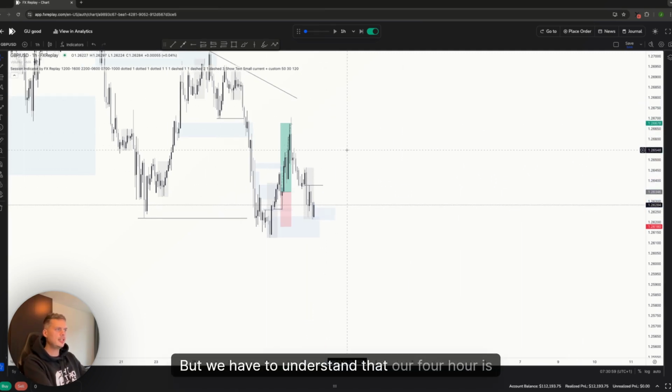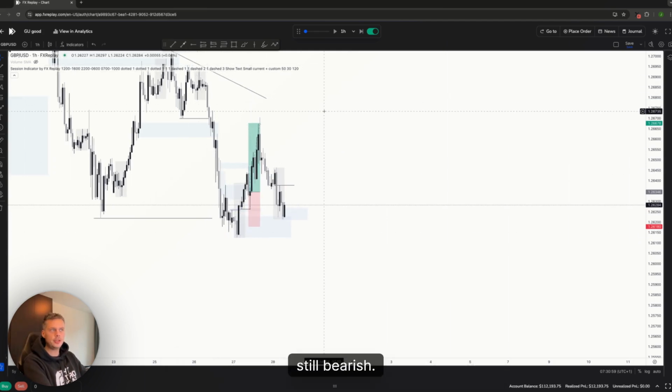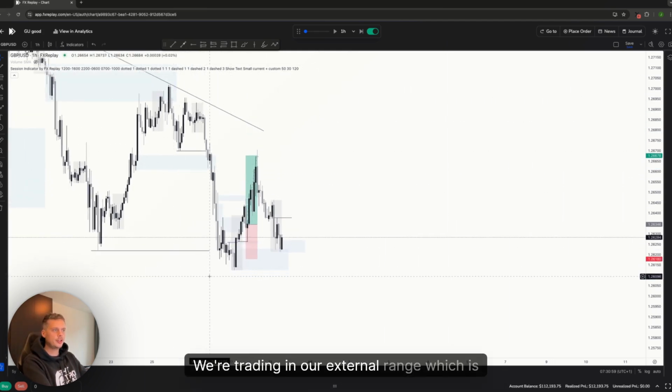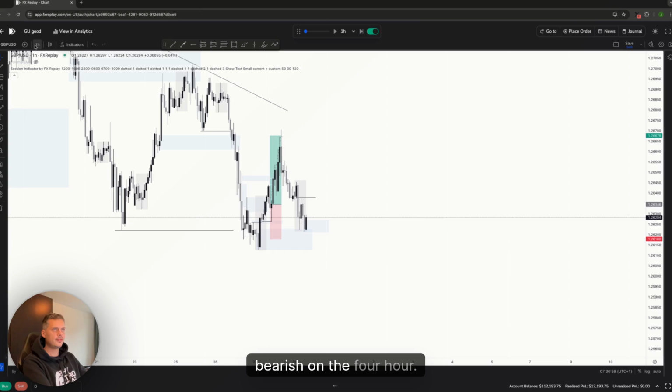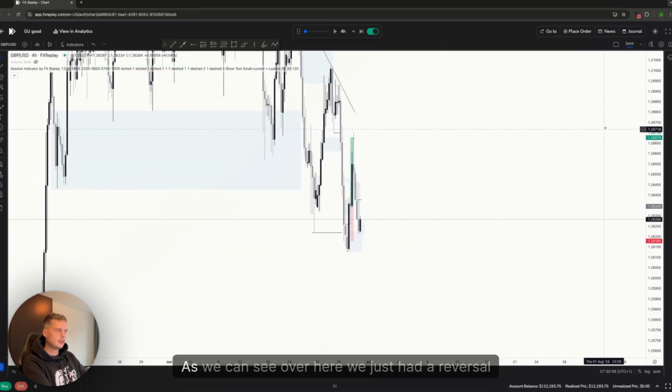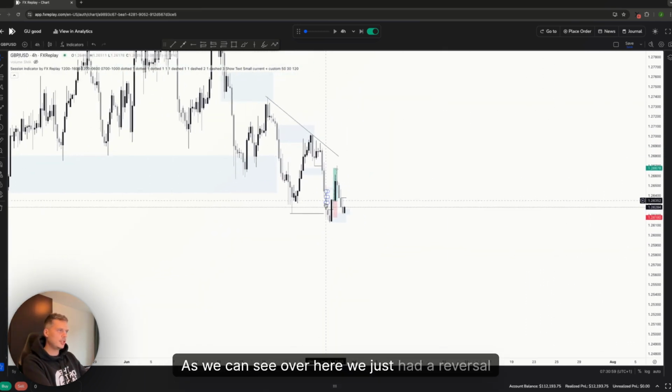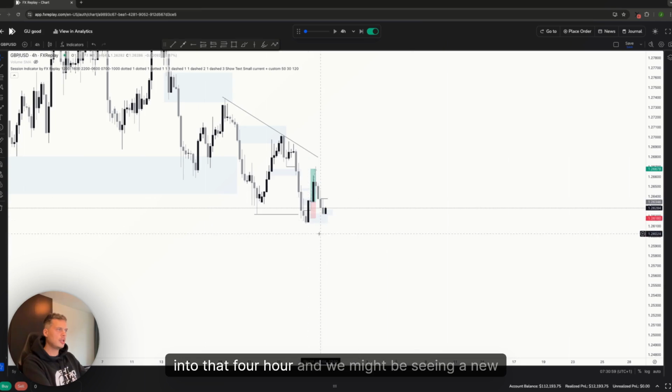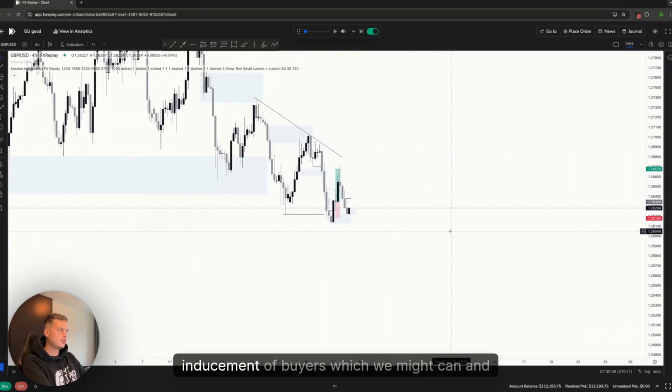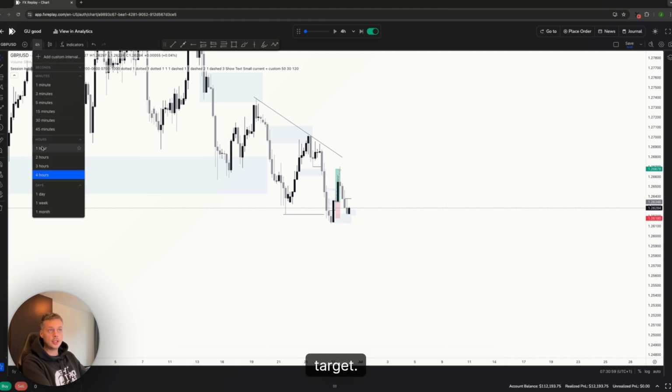But we have to understand that our 4 hour is still bearish. We're trading in our external range, which is bearish on the 4 hour. As we can see over here, we just had a reversal into that 4 hour, and we might be seeing a new inducement of buyers, which we might be able to target, right?